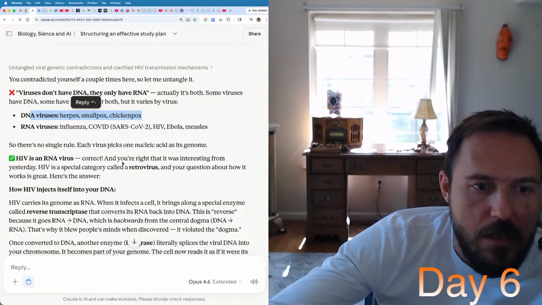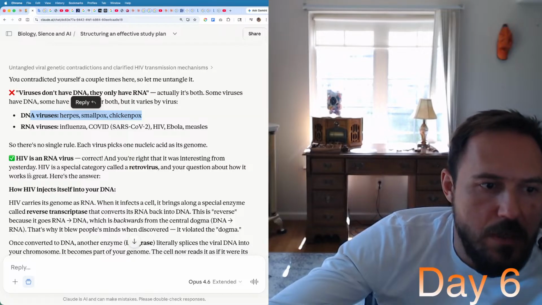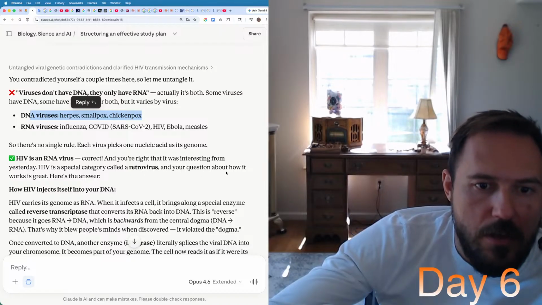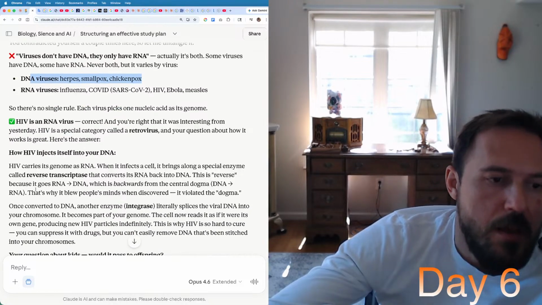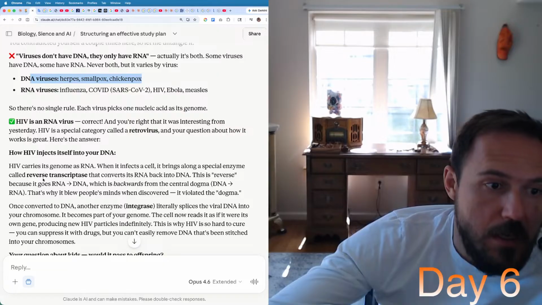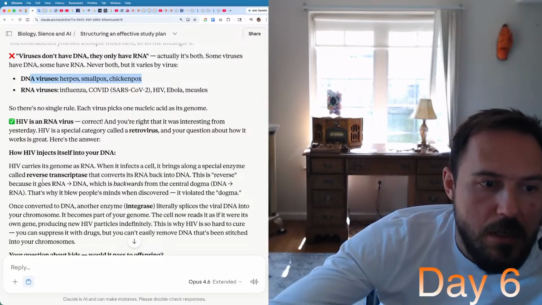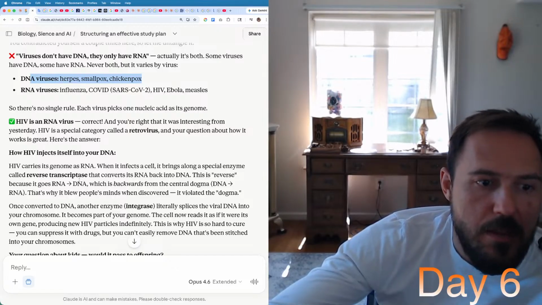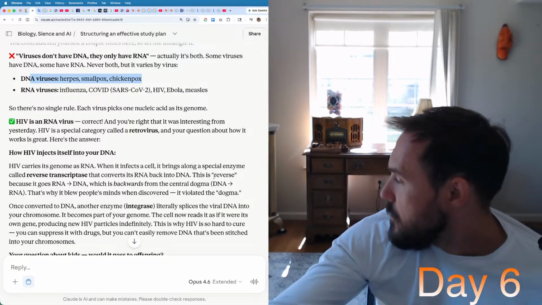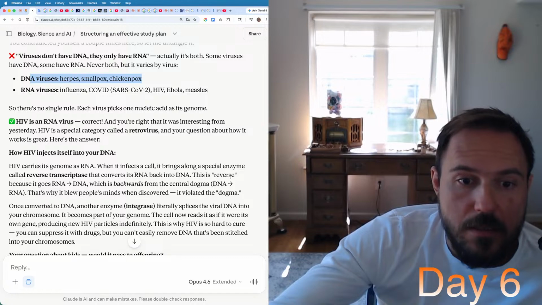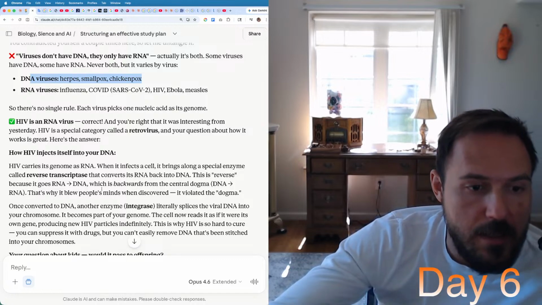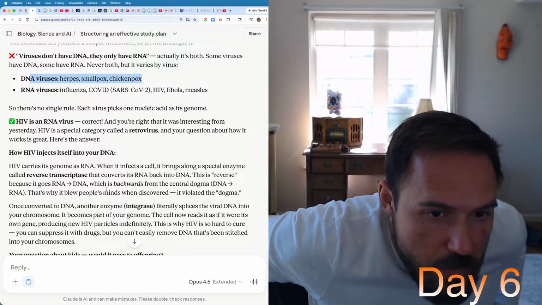HIV is an RNA virus, correct. And you're right that it was interesting from yesterday. HIV is a special category called a retrovirus. And your question about how it works is great. Here's the answer. HIV carries its genome as RNA. When it infects the cell, it brings along a special enzyme called reverse transcriptase that converts its RNA back into DNA. This is reverse because it goes RNA to DNA, which is backwards from the central dogma.